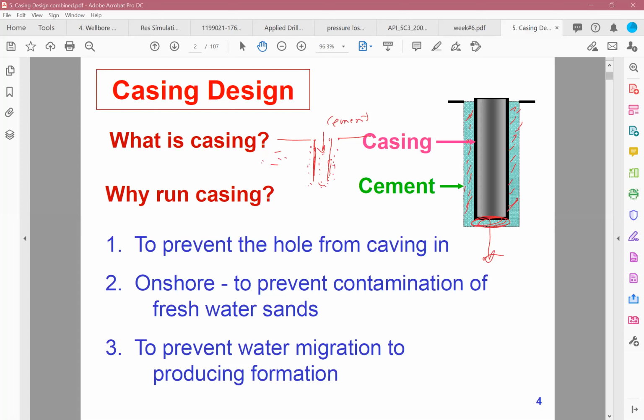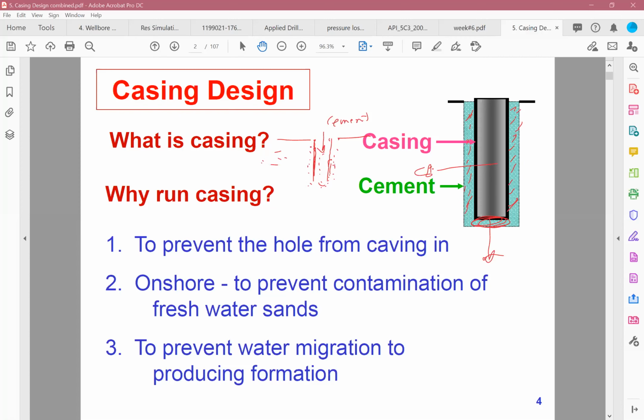You also want to prevent the contamination of freshwater sands. Usually, at around 1,000 feet or so, there are formations that have fresh water in them, and they are used for drinking water or agriculture purposes. So you don't want to contaminate those formations. What you do is run the casing, and you prevent the communication between the formation and the wellbore and anything that is passing through the wellbore, right? So you have drilling fluid inside the wellbore. You don't want that drilling fluid to go into the freshwater zones and contaminate them, right?